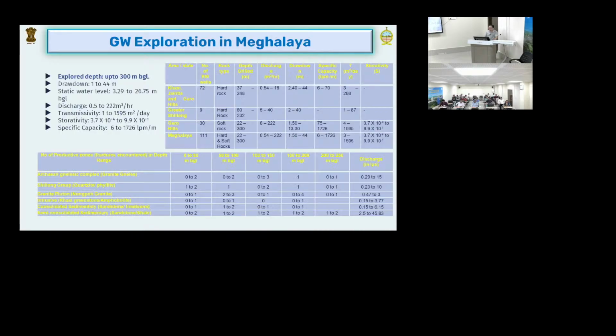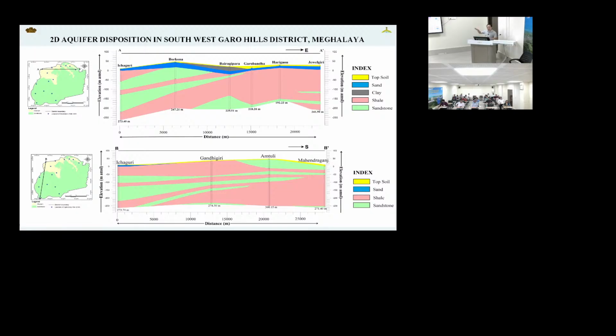And this is just exploration data. Through this exploration, we have prepared this 2D aquifer section. This is just an example, in South West Garo Hills district. These are the aquifer potential zones, and this one is a shale where the aquifer potential is very less. In this, we can see that there is some small thickness of alluvium, or we can say soft rock. And beyond that, there is semi-consolidated formation, which comprises sandstone and shale.